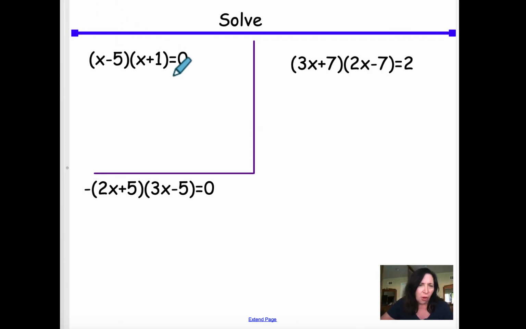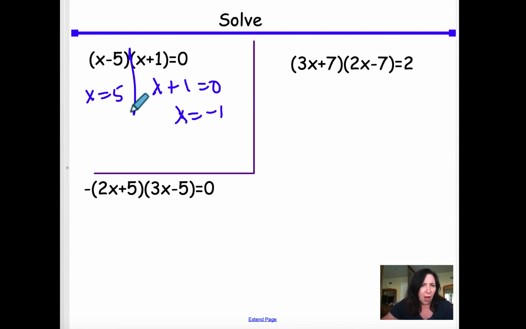Last one's just solve, and there's one little trick here. This one's easy, just x plus 1 equals 0, so x equals negative 1. This one is going to be x equals 5. You write your solutions like this, and so you have negative 1 and you have 5.